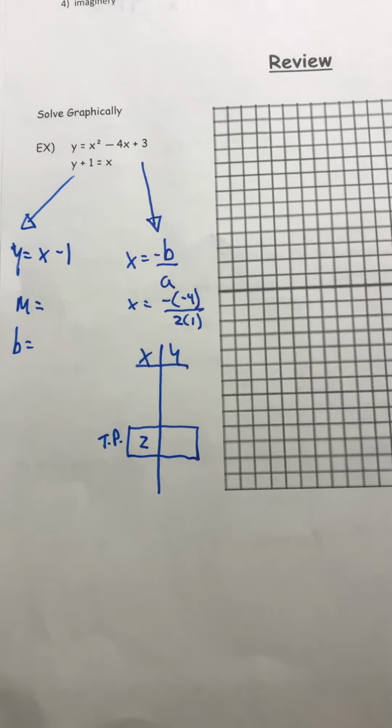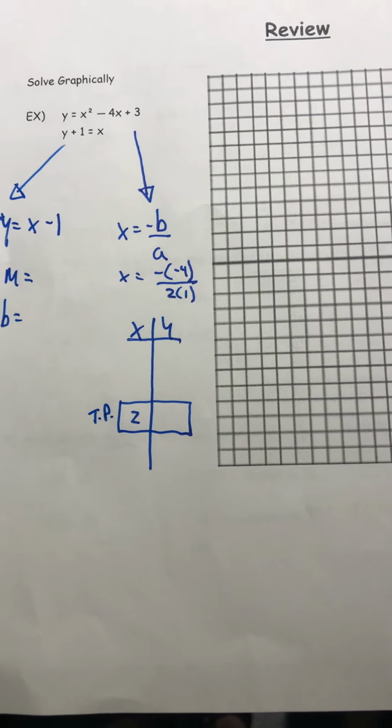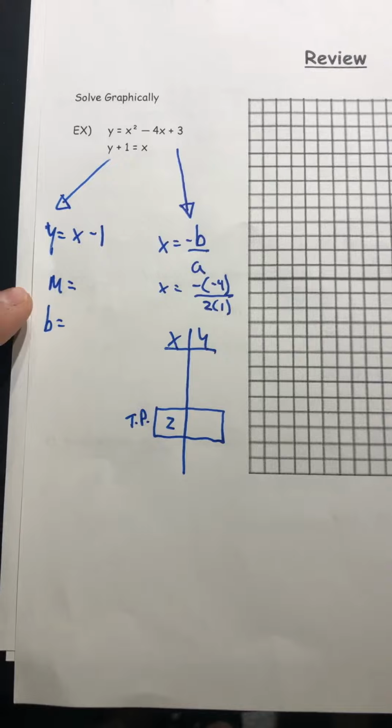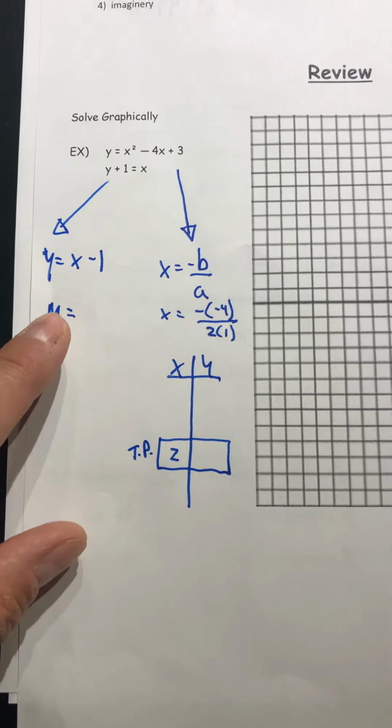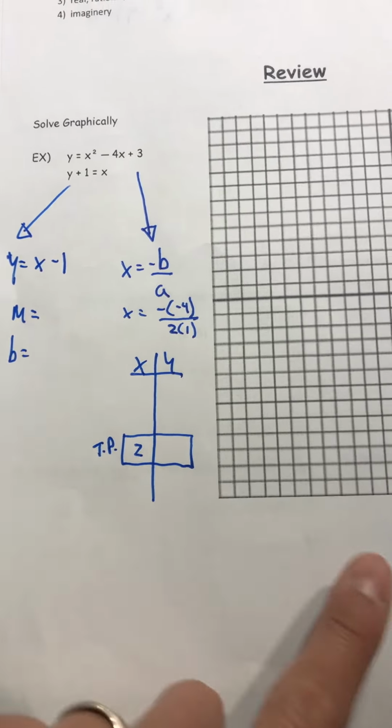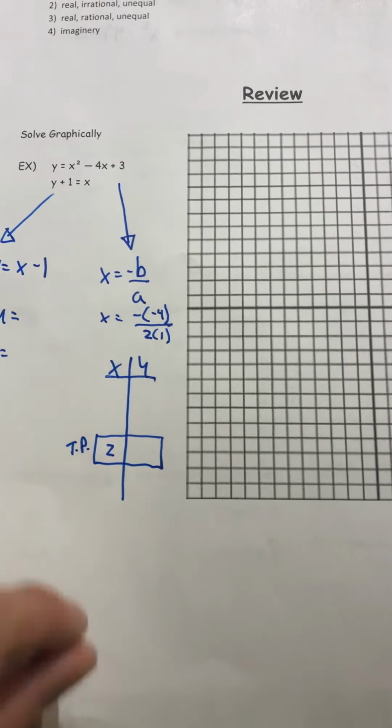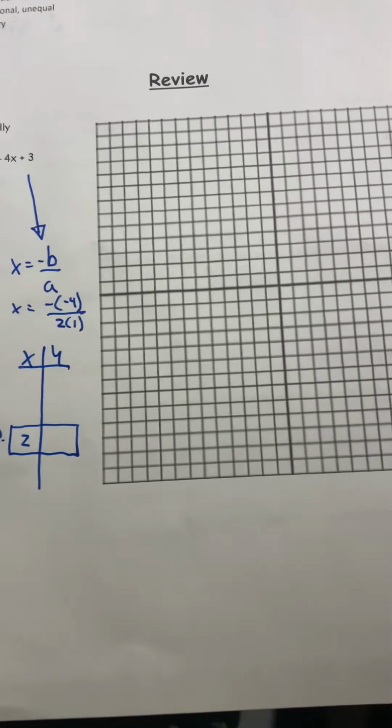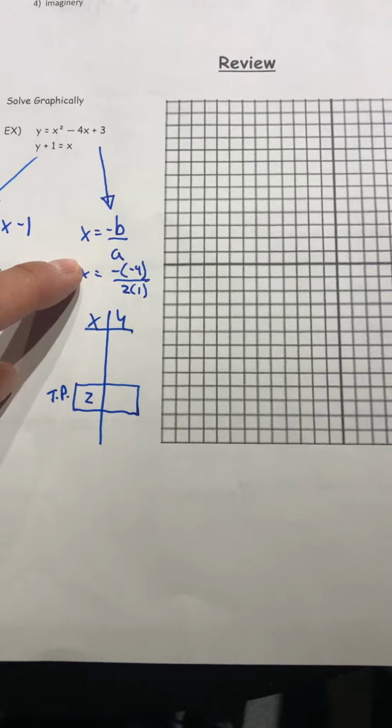Now I started doing this. You have a line and a parabola. First thing, I subtracted 1 to get y alone. You're going to state the slope and y-intercept, graph it over here. For the quadratic, you have to find the axis of symmetry. So there's the formula. So I found that.